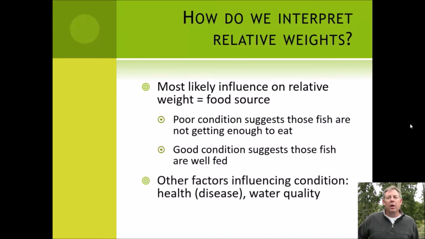Of course, other things that we always talk about are things like water quality and true health or disease, parasite load, things like that. These are also factors that could influence the condition of a fish. But let's always first start by looking at the food supply.